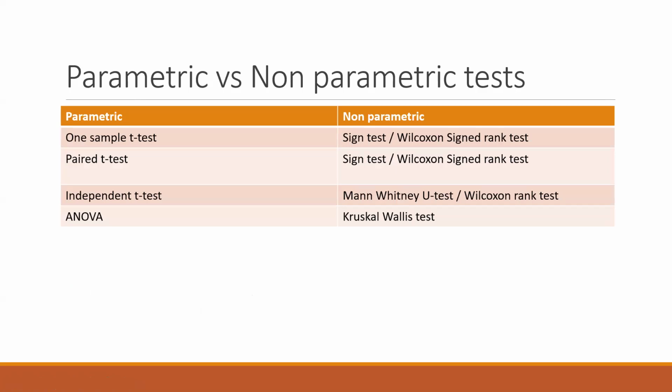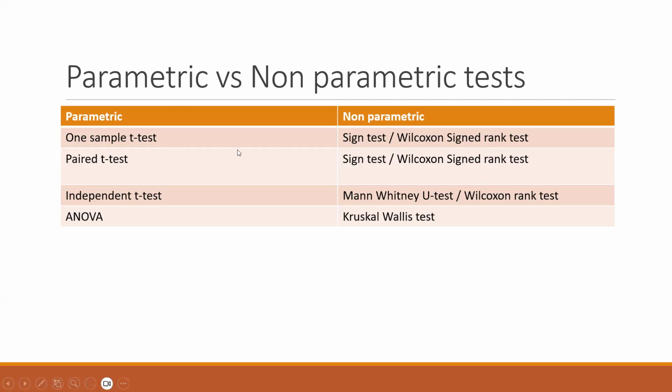On the left hand side we have parametric tests, and on the right hand side we have non-parametric tests. I have taken this table from Madam Dr. Saira's research book, and it very simply explains that there are parametric tests and they have their non-parametric counterparts. The difference between both of them is that on the left side we have normally distributed data, and for non-parametric tests we usually have non-normally distributed data.